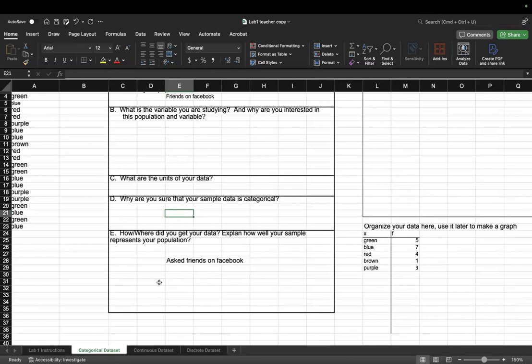Where did you get your data? And I don't care how it represents your population. I don't care about that. All I want to know is where did you get your data? I asked my friends on Facebook. If you got it from a website, either give me the link or the name of the website. So you can say census.gov if you got it from the census, or NFL.com or whatever, wherever you got your data. I want to know either the website or ask my friends on Facebook, how did you get it?